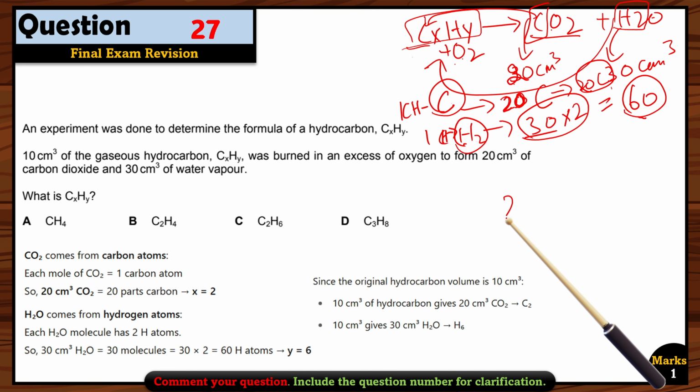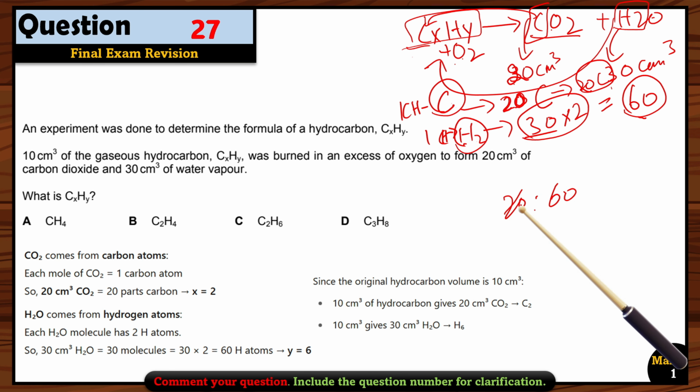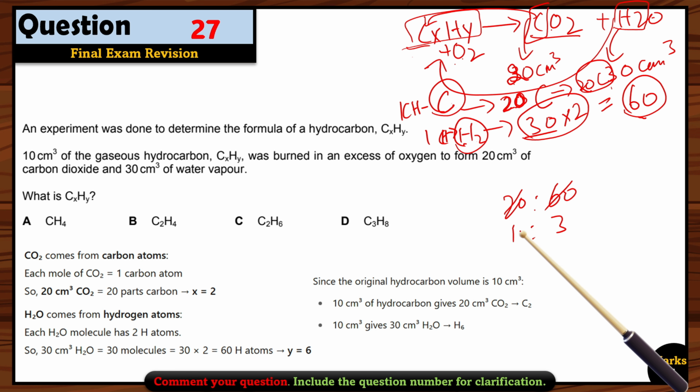So if you find the ratio of 20 to 60, what will be the ratio? It's 1 ratio 3, right? So 1 ratio 3 is the right answer. So the formula will be CH3, or you can say this will be the empirical formula.